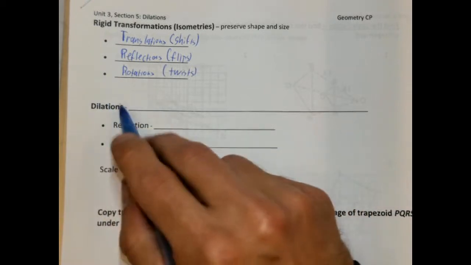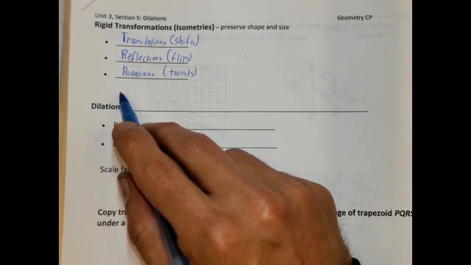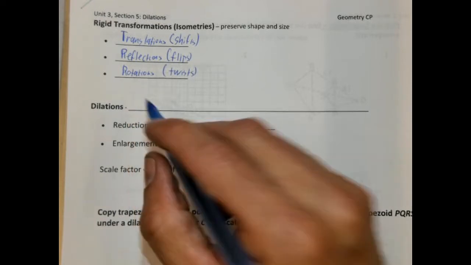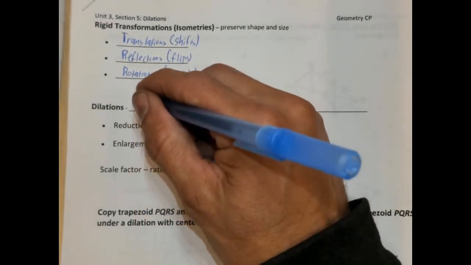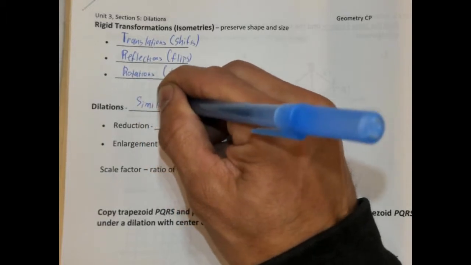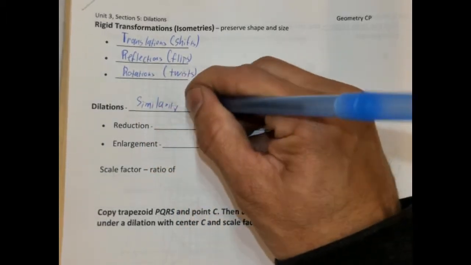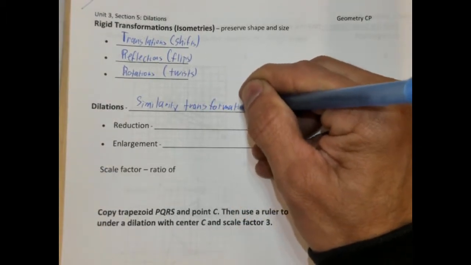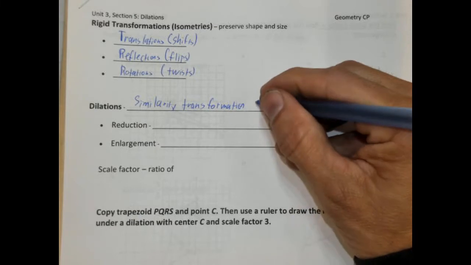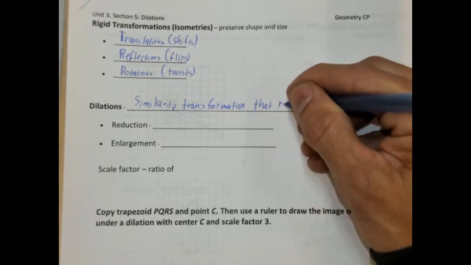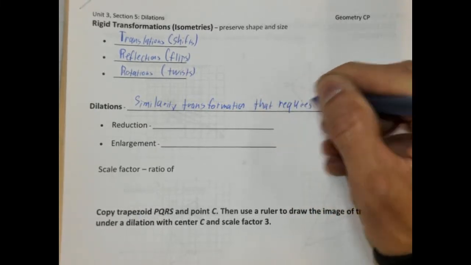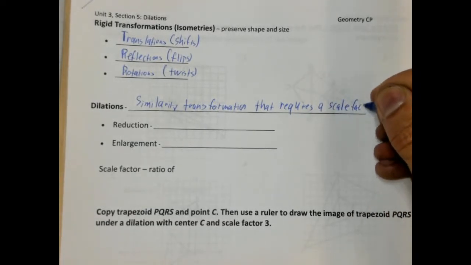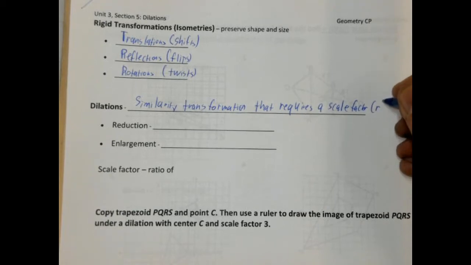This fourth one, dilations, is not a congruence transformation. It's actually what's called a similarity transformation. All right. So anyway, it's a similarity transformation that requires a scale factor, which is sometimes represented by the letter R.